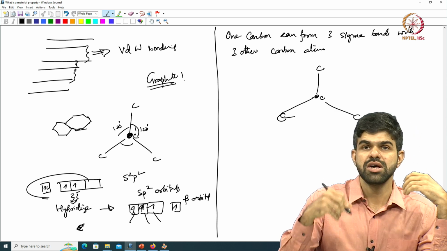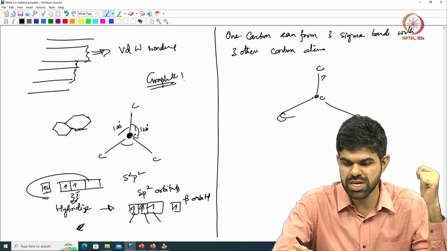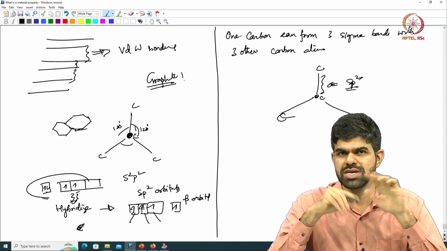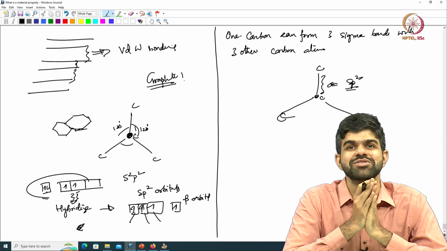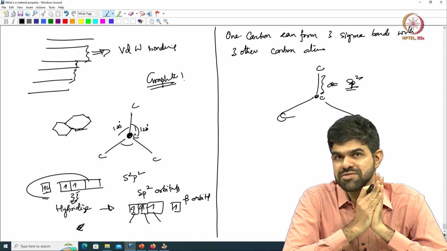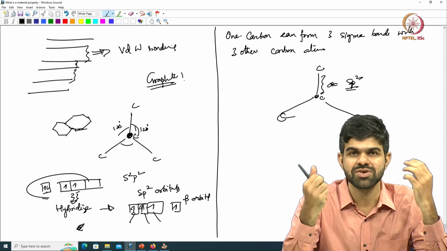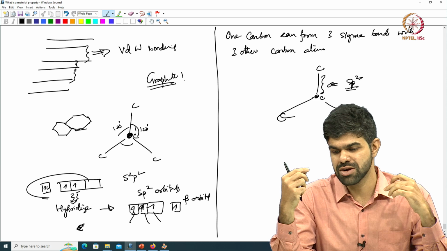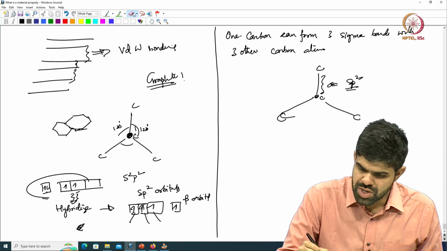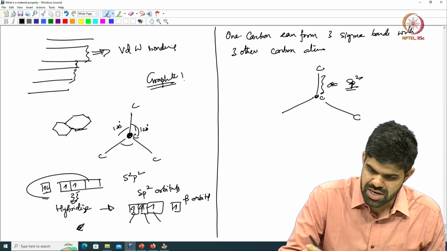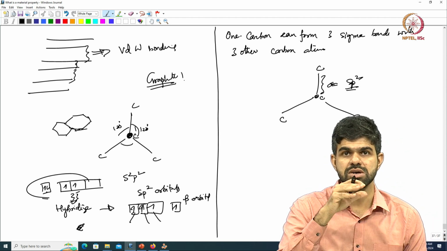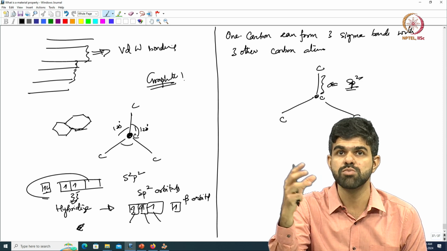These sigma bonds are stronger bonds, and the nature of this orbital is that it is an sp2 hybridized orbital. I am not going to go into details of what an orbital is, because this is basic. You can understand this from your 10th standard chemistry, or if you want to understand what an orbital really means, you have to take a course on quantum chemistry. I am just going to assume that you have done these things in your 10th standard. So, I have sp2 hybridized carbon orbitals which are trying to bond with other carbons.